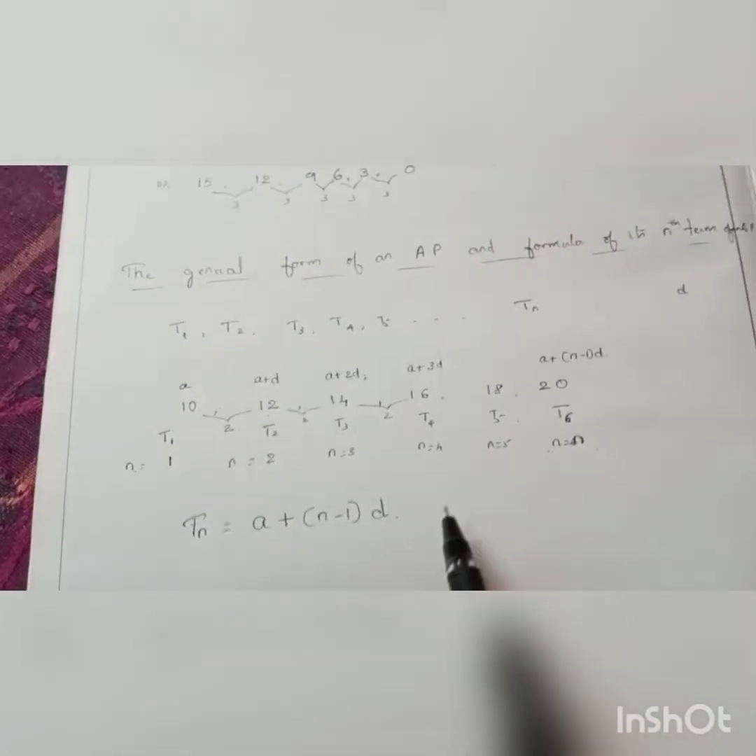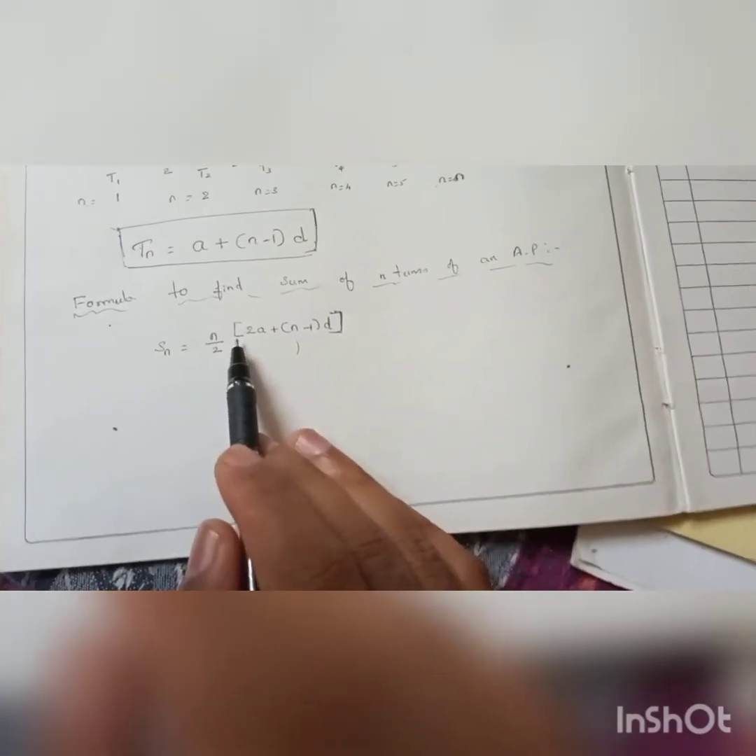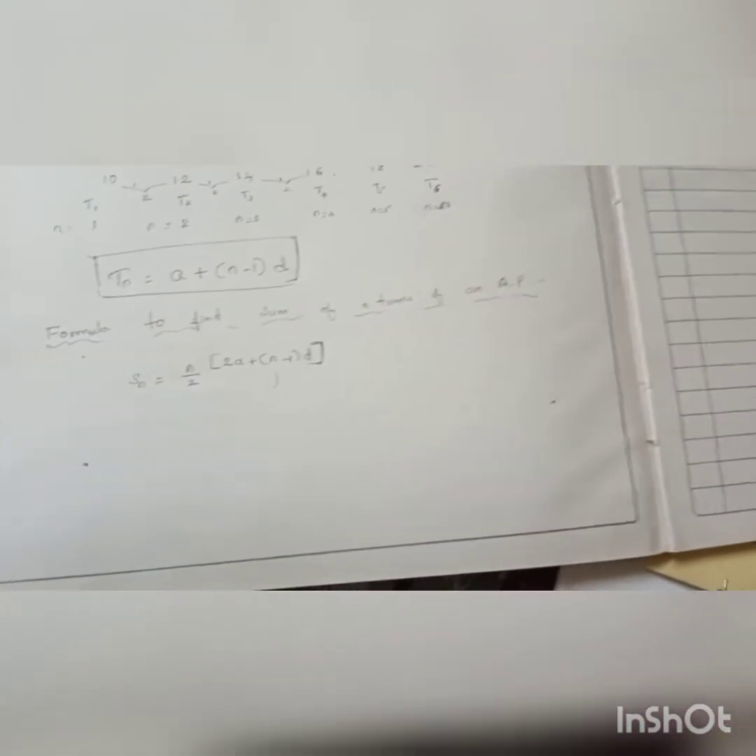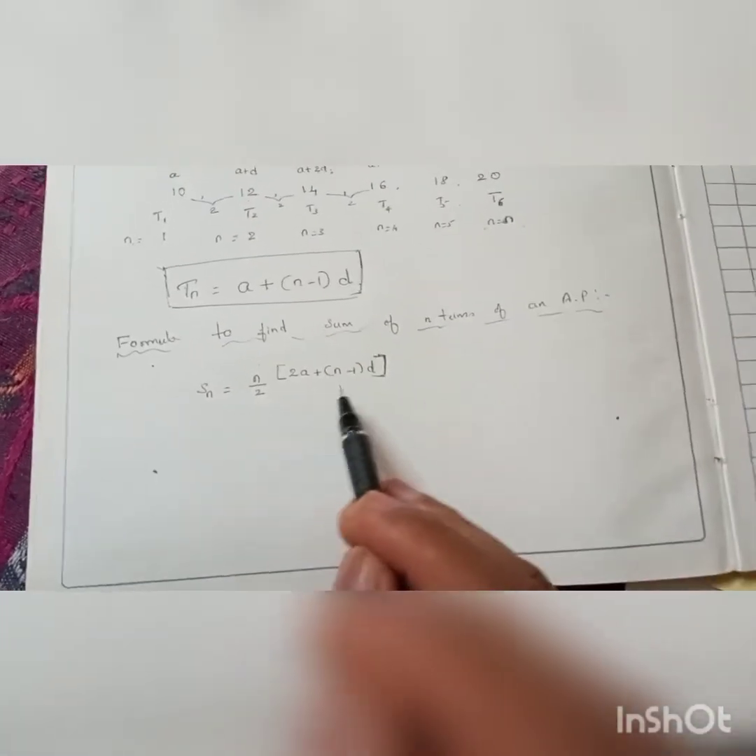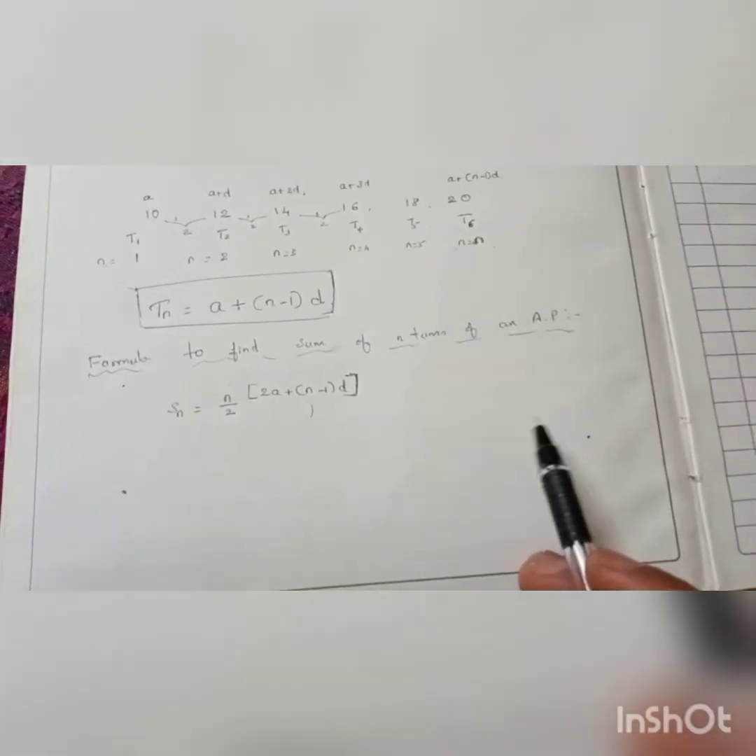So this is the formula of the nth term: Tn is equal to A plus n minus 1 into D. A means first term, n means which number of term it is, and D is the common difference. The formula to find the sum of n terms of an AP is Sn is equal to n by 2 of 2A plus n minus 1 into D. This is the formula required to solve the problems of the sum of n terms of an AP.